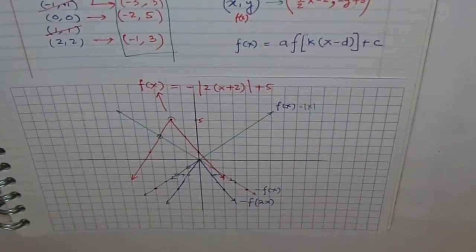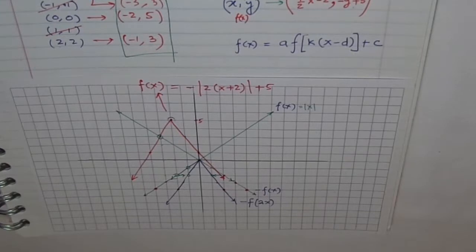So you get a graph. Okay? I think now it's absolutely clear to you how to transform absolute function, or for that matter any function. Okay? Thank you.